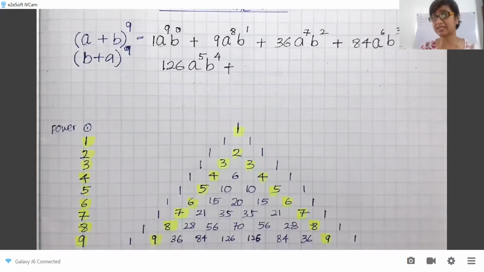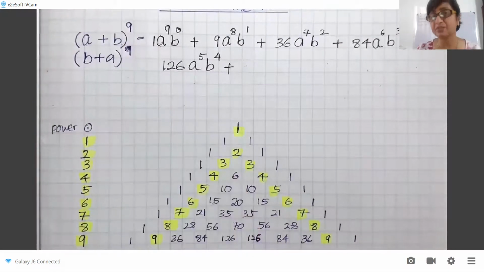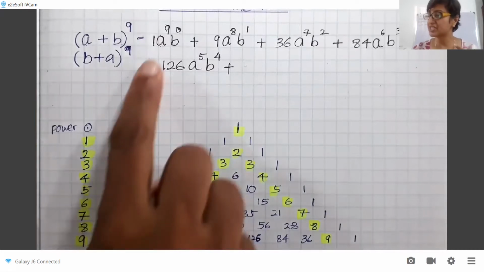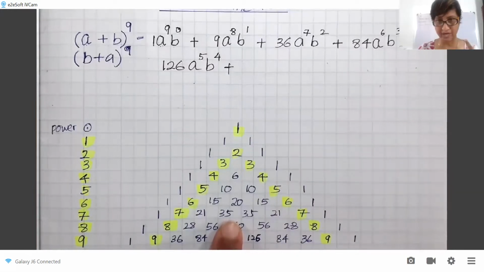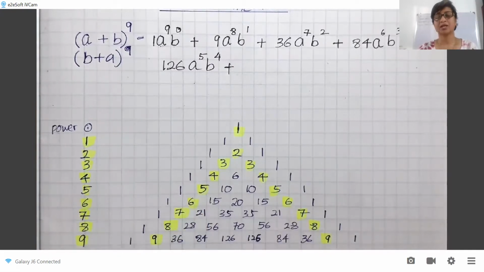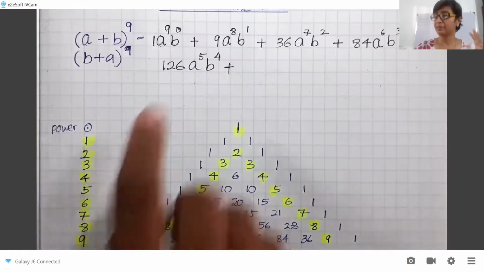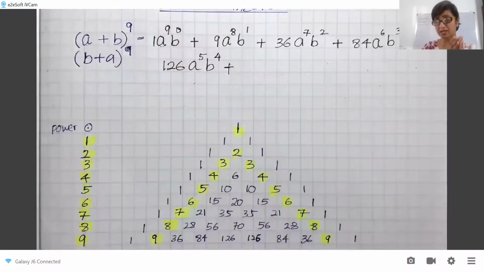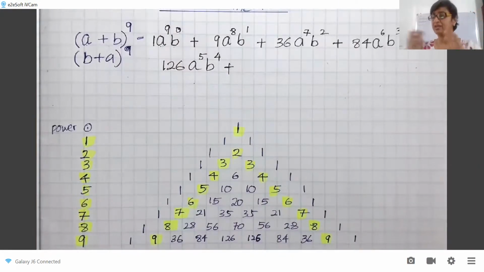So let me remind you again of the things that we observed in this pattern. Number one, there are always one more than the power number many terms in the expansion. Number two, the coefficient numbers are embedded in Pascal's triangle. Number three, the coefficients have a symmetry. Number four, the end terms' coefficients are always 1, 1. Number five, the first and last of the inside terms have the power number as coefficient. Another observation: the power of one of the things in the binomial starts with the highest power and descends. The other one starts with the lowest power, 0, and ascends.